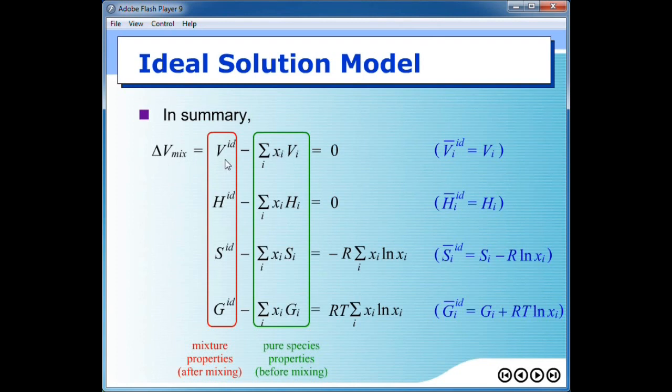For an ideal solution, the change in volume by mixing becomes 0. That means if we have species A with a volume of 50 milliliters mixed with species B with a volume of 20 milliliters, then the net volume of the mixture will become 70, no change at all. The same thing applies for enthalpy. For enthalpy, this is called the heat of mixing, or the change in enthalpy according to the mixing. For an ideal solution, the heat of mixing becomes 0.